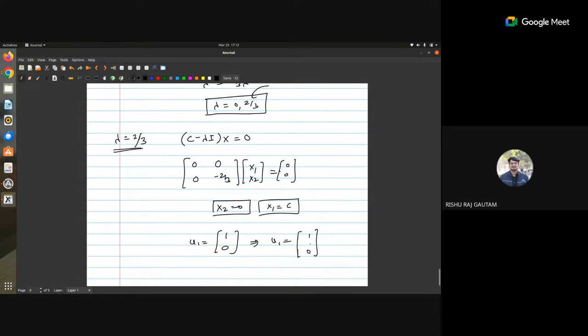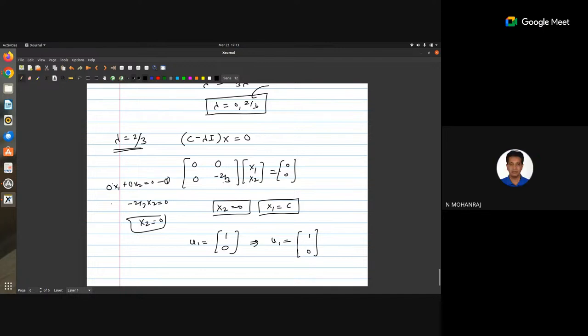Sir, why x2 is not c? Why x2 is also not c? This equation we have got, right? Yes, sir, like 0x1 plus 0x2 equals to 0. This is equation 1. I'm not getting any information out of this. But the second equation is 0x1 minus 2 by 3 x2 equals to 0. So from this, I'm definitely sure that x2 is equal to 0. So I cannot have x2 equals to any c, right?